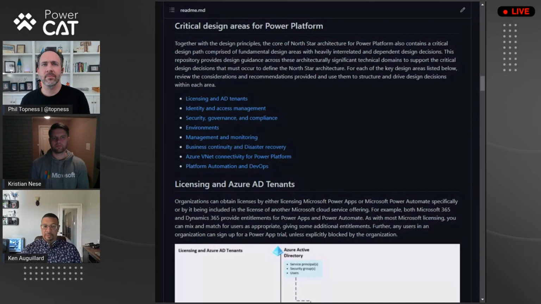And so what are the things that you cover in these architectures? So these are real world working examples of things that we know to be good today. And if you have a look at what we have on the screen now, we address licensing, identity and access management. We talk about environments, business continuity and disaster recovery. What does automation and DevOps look like inside of the Power Platform, right? And perhaps maybe something that we get asked a lot about: security, governance, and compliance. I'm extremely passionate about that particular area myself, right?